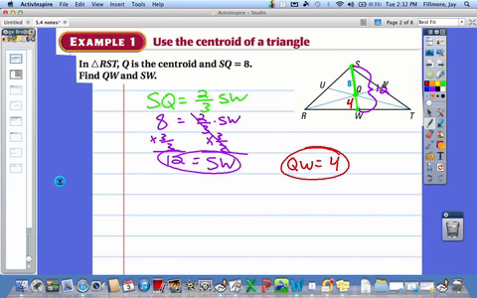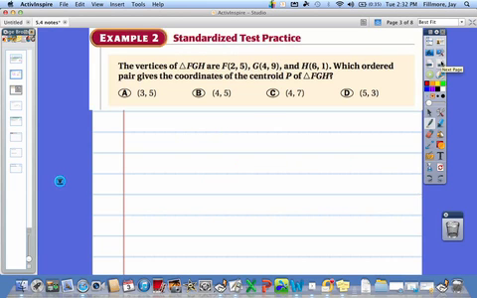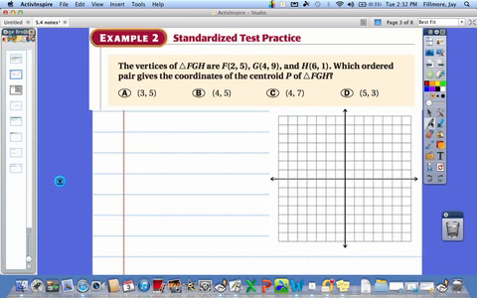Let's do another example involving this, maybe a little bit more challenging because we're going to deal with some graphing. The vertices of triangle FGH are given. Which ordered pair gives the coordinates of the centroid P of this triangle? So let's graph this first to give us a visual.